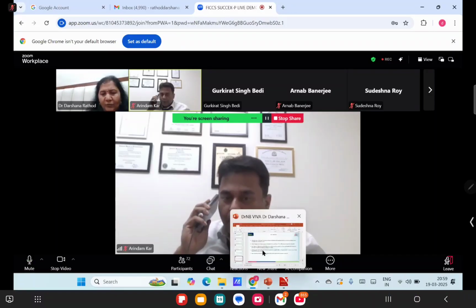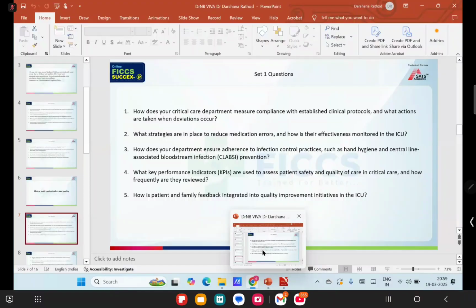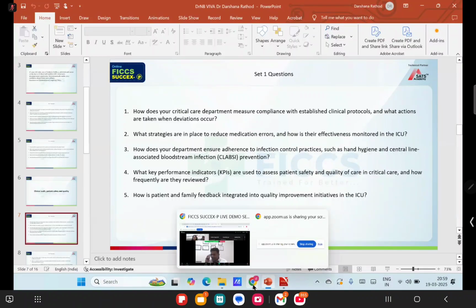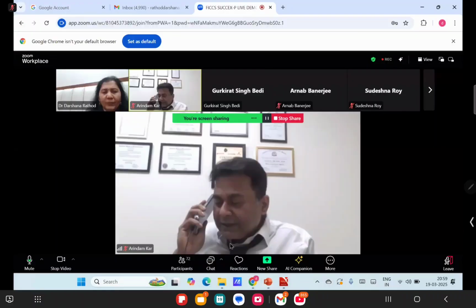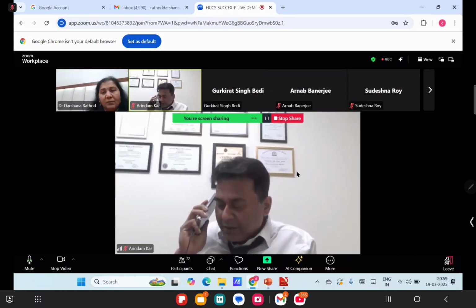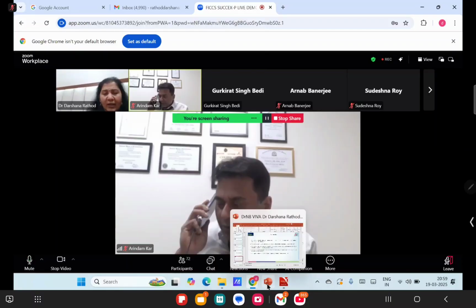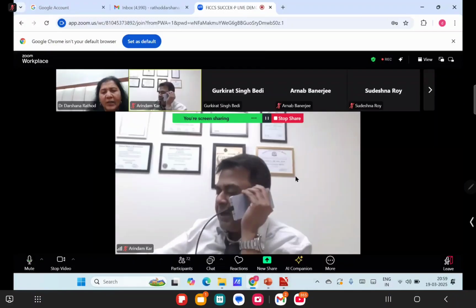Second, what strategies are in place to reduce medication errors, and how is their effectiveness monitored in the ICU? All of you need to understand that medications in the ICU are very important, especially as we have patients who have got high risk medications like heparin, adrenaline, vasopressor support, a lot of these things that our patients are going through. So to reduce medication errors, what are the strategies that need to be employed? Very important. First and foremost, it starts with the prescription practices, right? So we as doctors have to write a prescription properly.